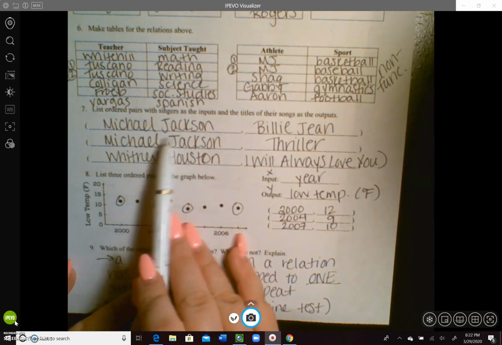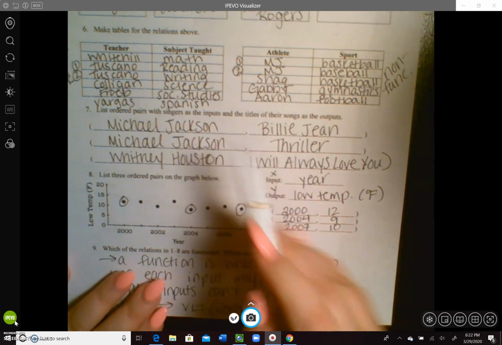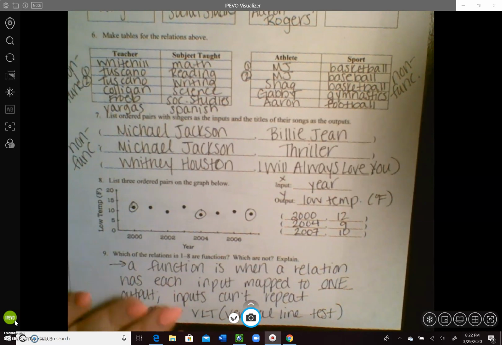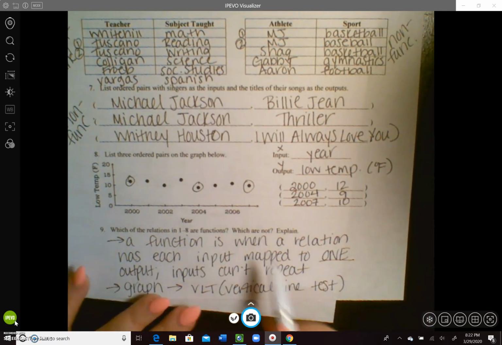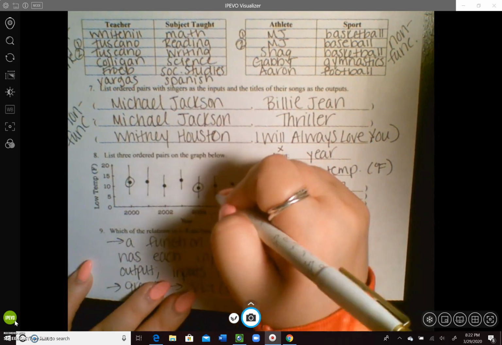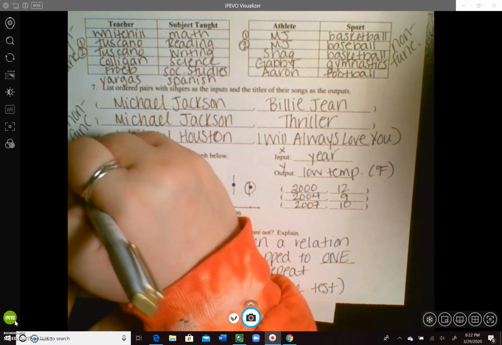Last 2, Michael Jackson repeats. Michael Jackson, 2 different outputs, non-function. Remember, X is going to be your input. We have a repeat, no good. And last but not least, looking at this picture right here, all of our points pass the vertical line test, so we have a function. That's the only function on this page.